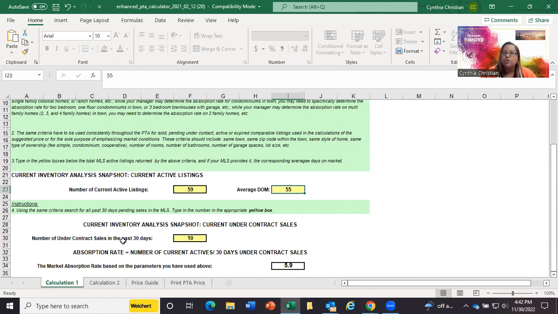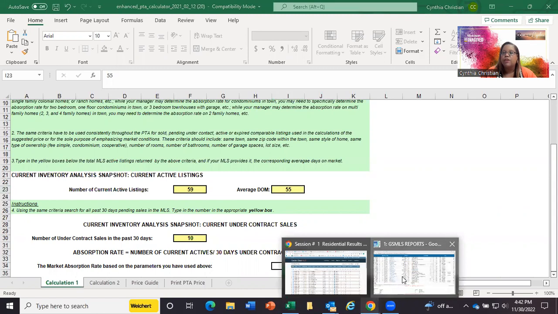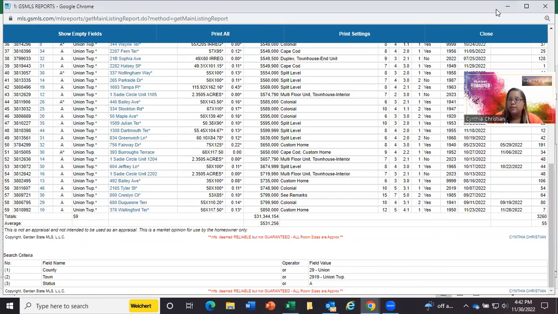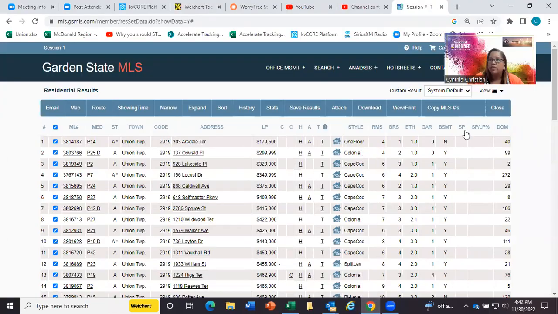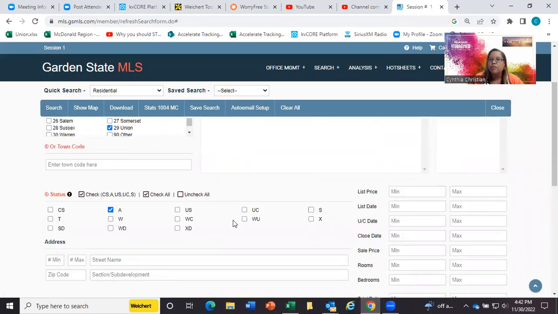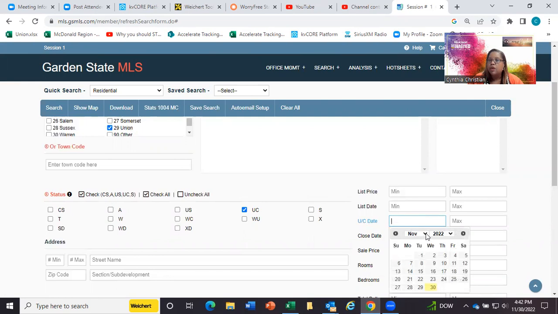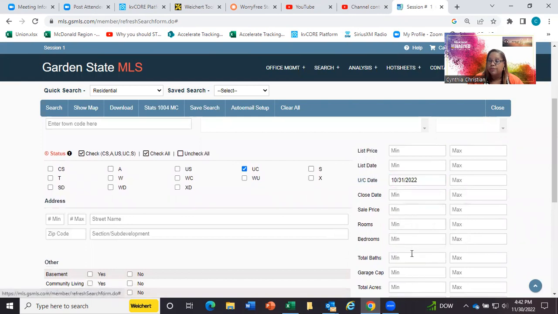Now we need under contract in the last 30 days. So we're going to go back to our MLS. And we are going to say, okay, I want in the last 30 days what has gone under contract. So I'm going to select in the status, under contract. I'm going to go over to under contract date. If you click in that box, minimum, we're going to go back 30 days to October 31st. You don't have to put anything in the maximum box because it cannot go past today.